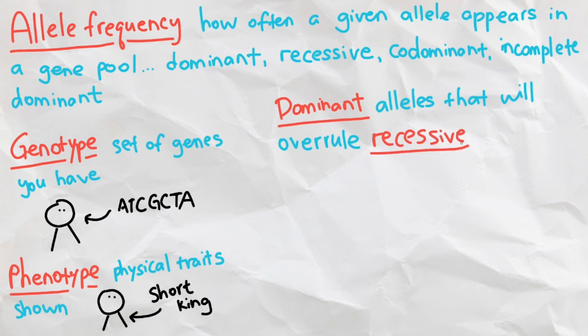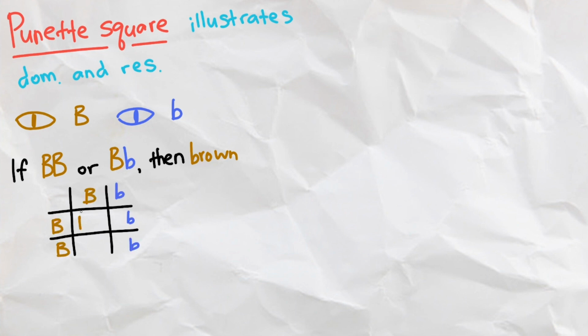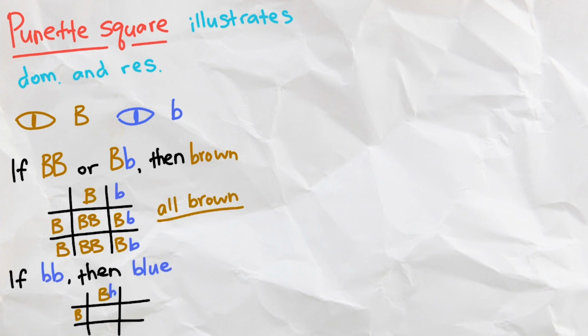Dominant alleles will overrule recessive alleles, which can be illustrated using a diagram called the Punnett square. Here, the allele for brown eyes, or capital B, is dominant, while the allele for blue eyes, or lowercase b, is recessive. So whenever we get a genotype with a brown eye allele, we will only have a phenotype of brown eyes. But if we get a genotype with two blue eye alleles, then we will get a phenotype of blue eyes.